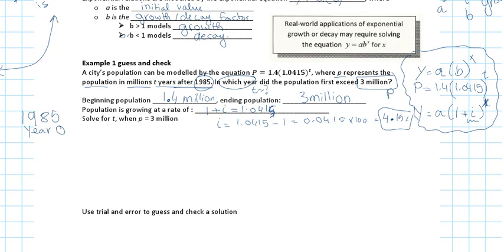Now, let's write the equation. So I know that I need to solve for t when P is 3 million, right? So you go 3 equals, because 3 represents my P. 3 equals 1.4 times 1.0415 to the power of t. And you want to find t.